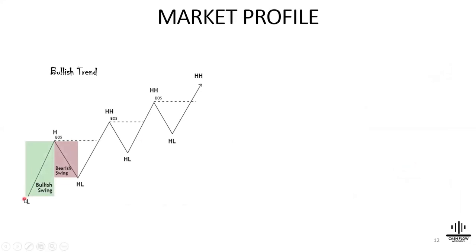Now, a trend is formed by swings. We can see this movement here is a bullish swing because price is moving up, and then it retraces by forming a bearish swing. The moment it moves and breaks the previous high that was created, it forms a trend. So you see price move from here, a low to high, then from this high to a higher low, forming a bearish swing, and then moves to break structure.